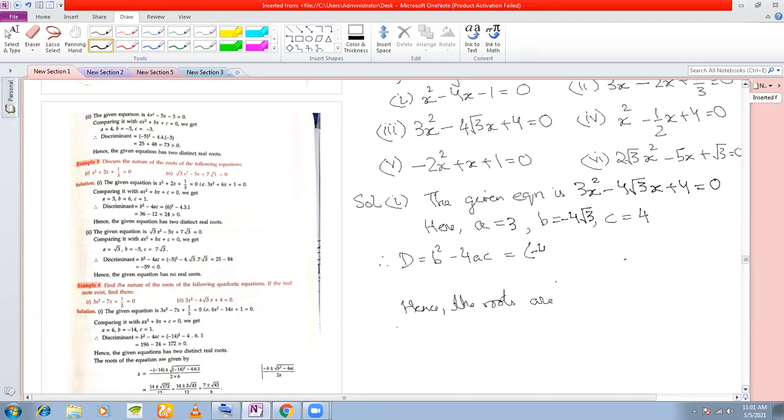So this is b square minus 4 into a into c. Minus is raised to an even power, so it will become positive. You will only be left with 4 square into root 3 square minus this 4 into 3 is 12, 12 into 4 is 48. So this is 16 into 3 minus 48, which is 48 minus 48, which is equal to 0. So again the discriminant vanishes. So we say that the roots are real and equal.